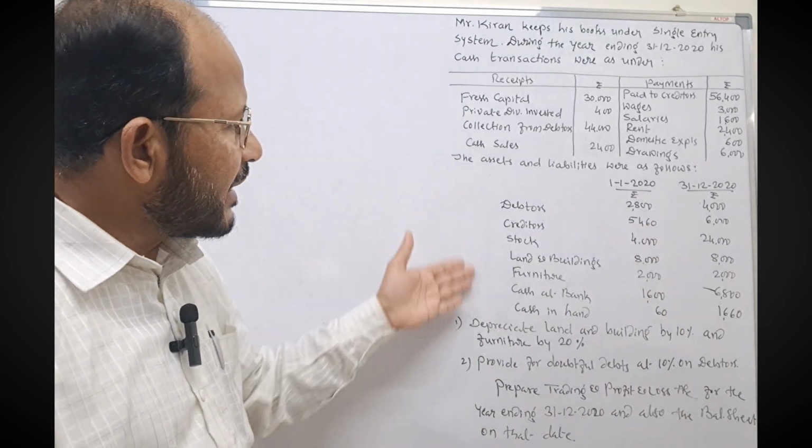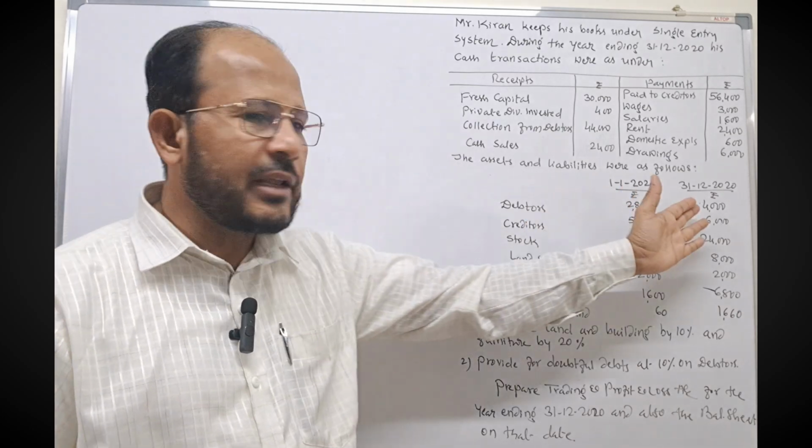What are the assets and liabilities? Just go through them. Debtors are given, opening balance and closing balance.